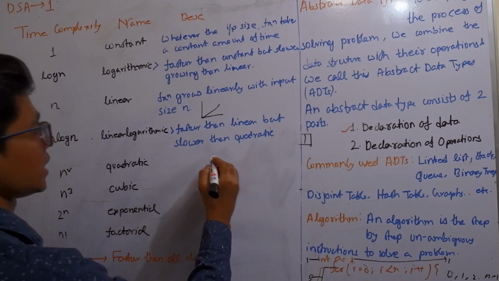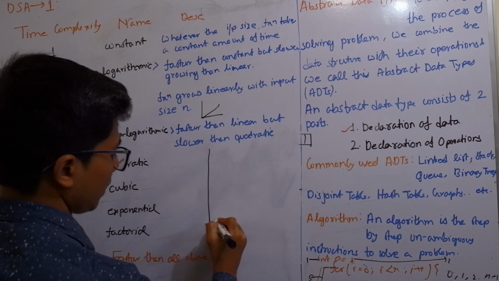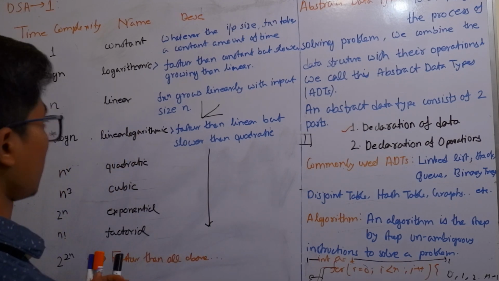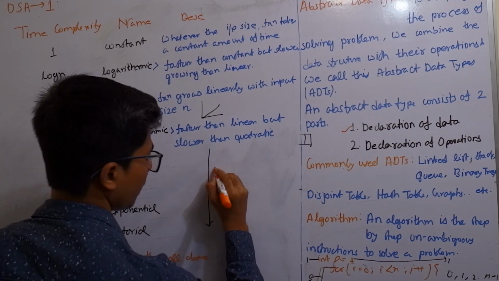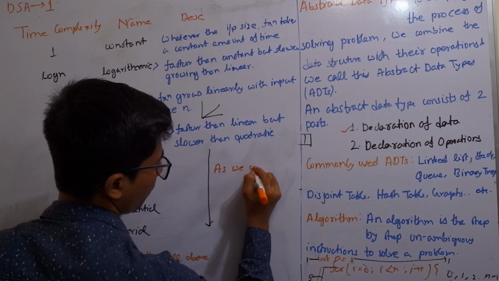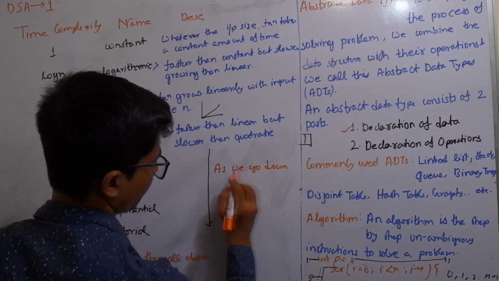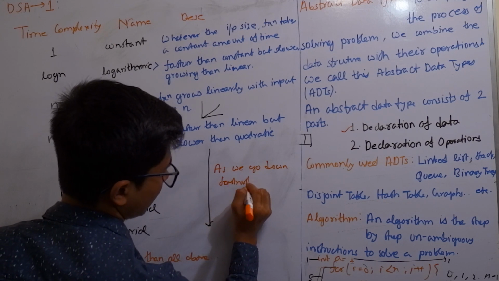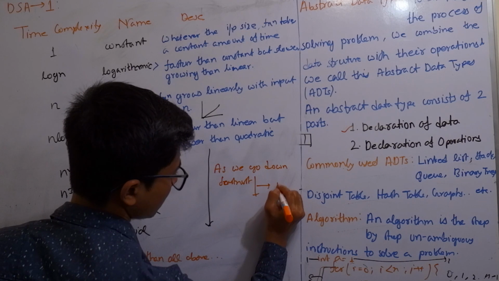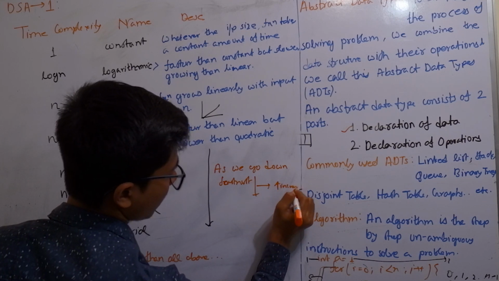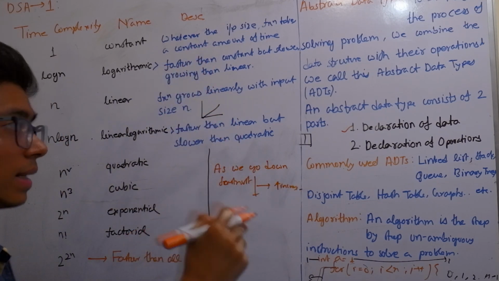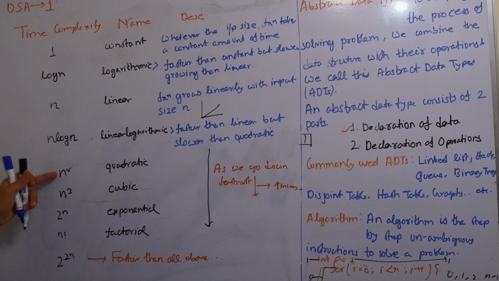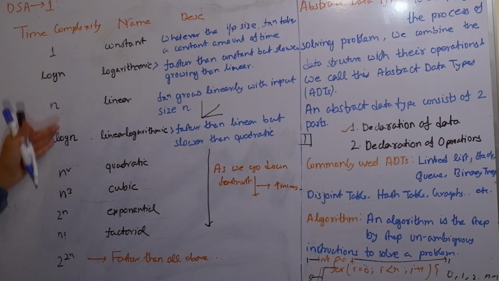So we can write here that as we go down, the fastness increases. The cubic function grows faster than quadratic, exponential grows faster than cubic and quadratic, etc. So these are our functions.